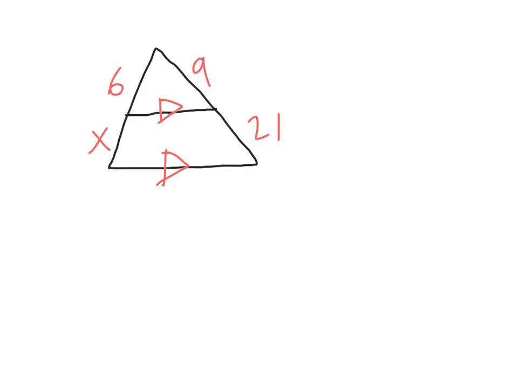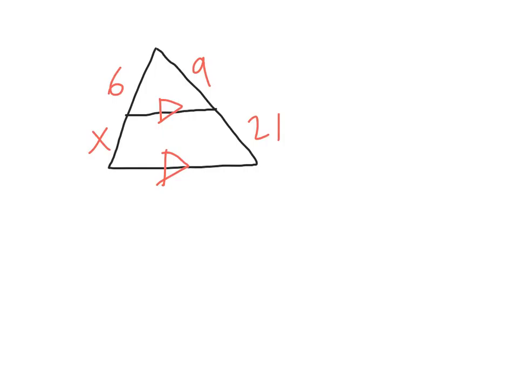So if we have a triangle here and I have it intersected with a line that's parallel to one of the sides of the triangle, and we have measurements 6, 9, 21, and x. So this side is 6, this is x, this is 9, this is 21. And we want to find what is the length of x.